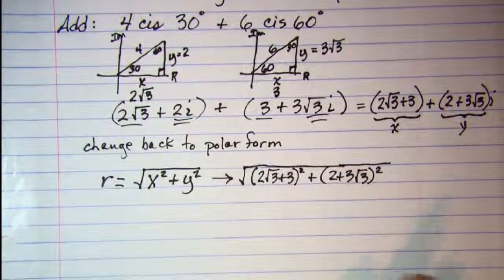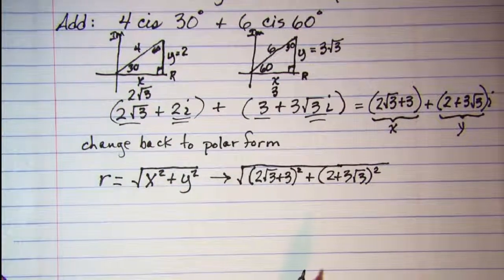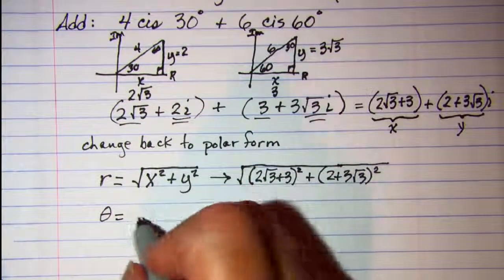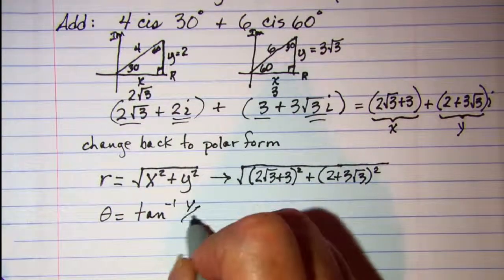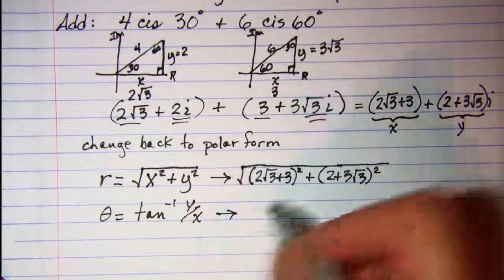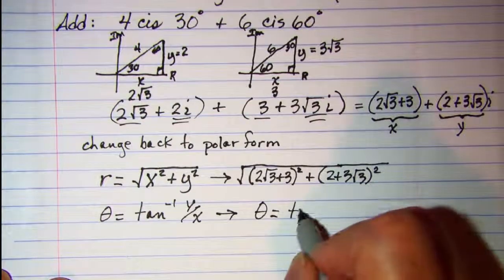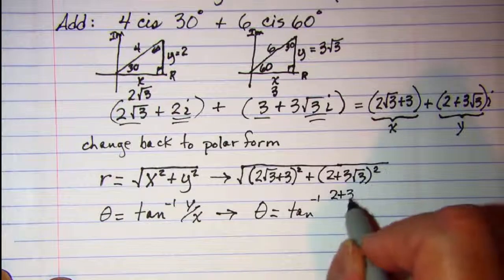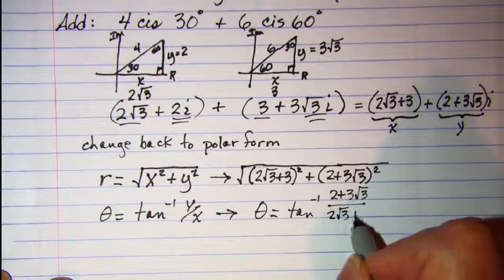Now I want to get this calculator ready, so that's why I did that. I don't do the calculator until the end. Let me go ahead and write theta also. Remember, theta is arctangent of y over x. So in our case, theta is arctan of 2 plus 3 root 3 over 2 root 3 plus 3.